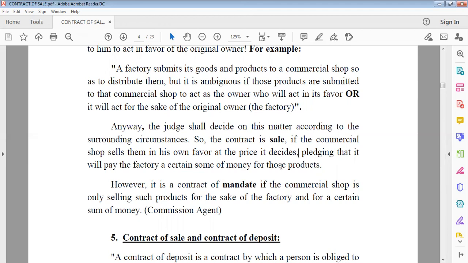Then this is a contract of sale. However, the judge will consider it a contract of mandate if the commercial shop is only selling such products for the sake of the factory, in the name of the factory, and for a certain sum of money, which is a commission agent.